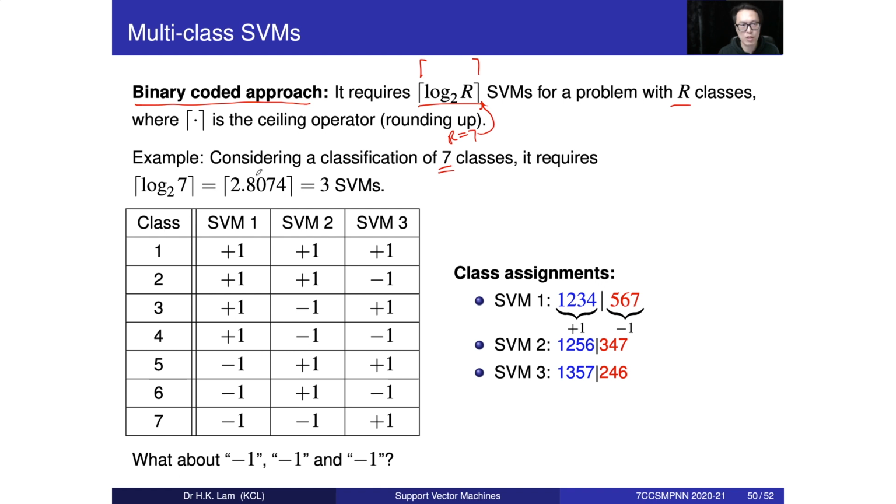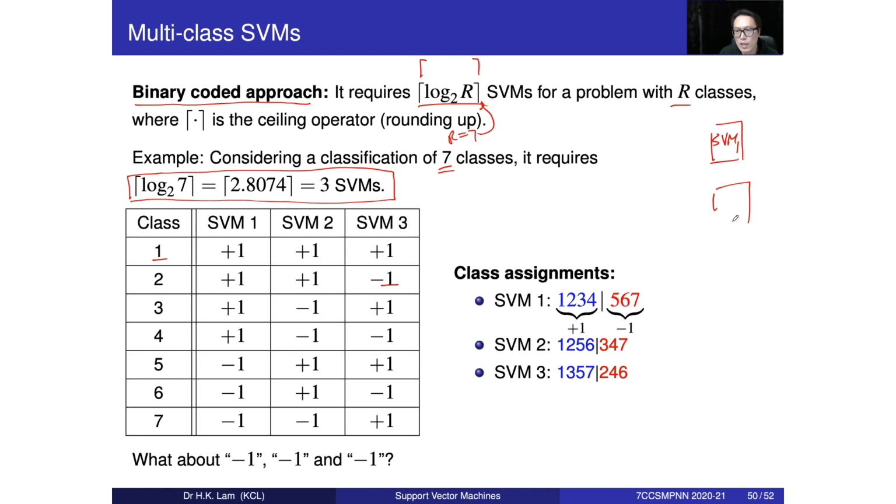According to this expression, we know that we require 3 SVMs. So for 7 classes, the first class, I'm going to use SVM1, SVM2, SVM3 to be +1, +1, +1. And then class 2 is +1, +1, -1. So just consider all the combinations. Each combination is a unique combination.